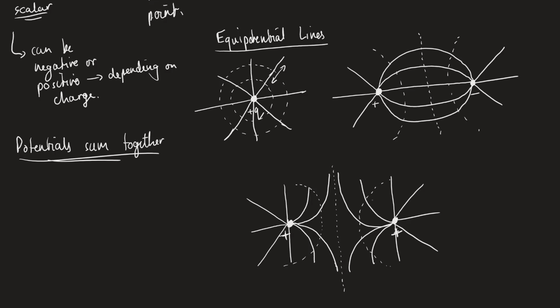So in order to get the potentials to be the same, you then have to be at varying distances away from each mass or each charge.